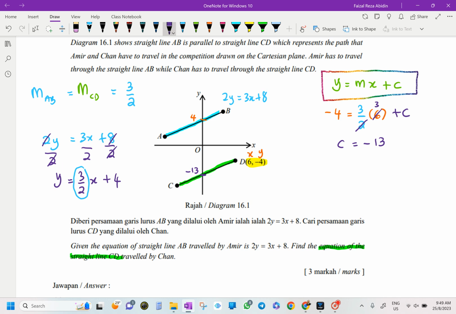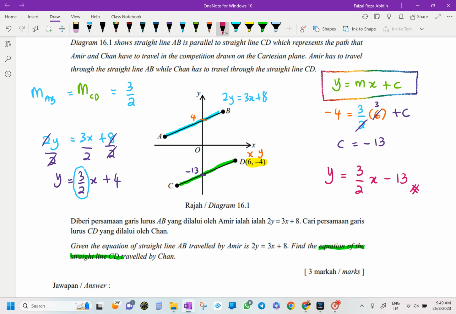Now to form our equation, make sure we substitute only the gradient and also C. So you are going to have y = 3/2 x - 13. This is your equation of the straight line CD.